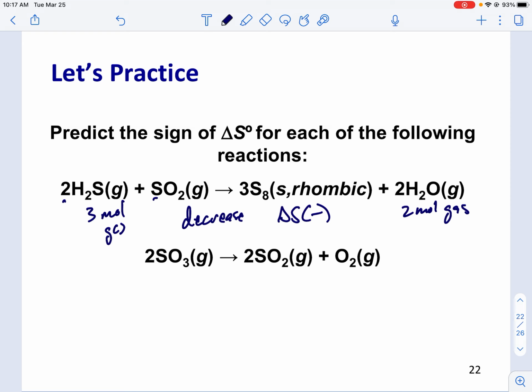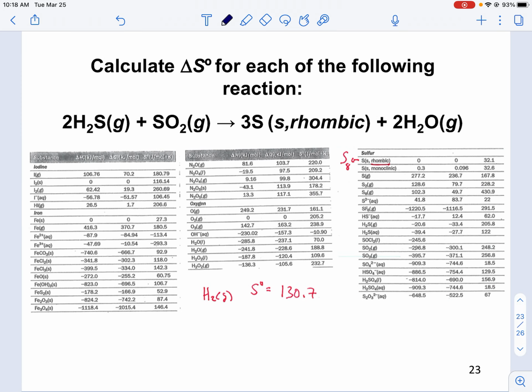All right, what about the second one? We go from 2 moles of gas over here to 1, 2, 3 moles of gas. So it's an increase in entropy because there's more moles of gas on the product side, so delta S would be positive. All right, because one of the simplest mistakes you can make on the actual calculations is to get the sign wrong. So if you could predict what the sign will be ahead of time, you can catch that type of error. All right, so let's look at actually the calculations. Here's that first reaction.